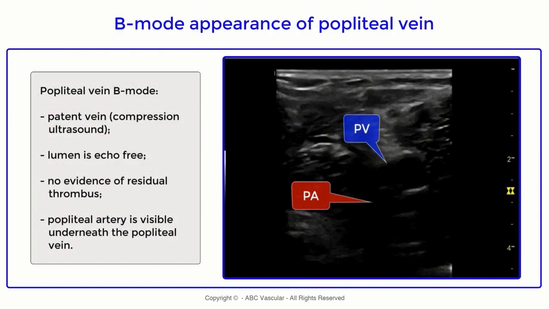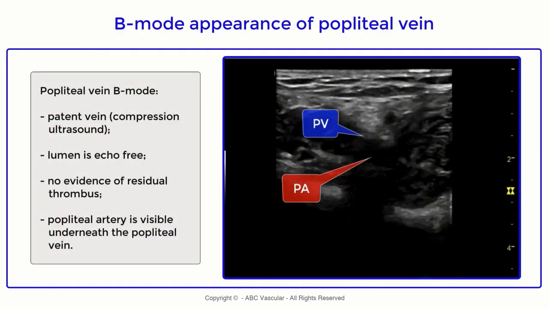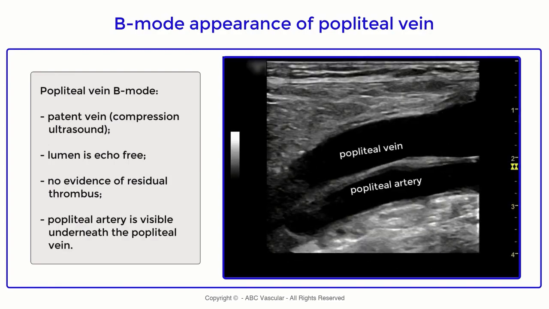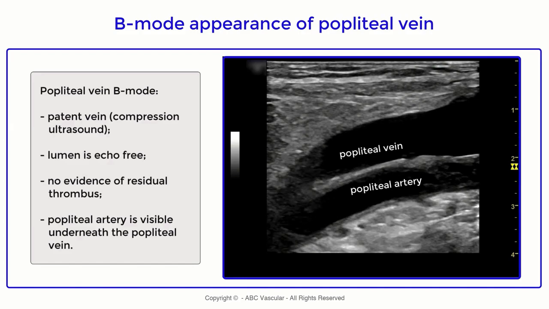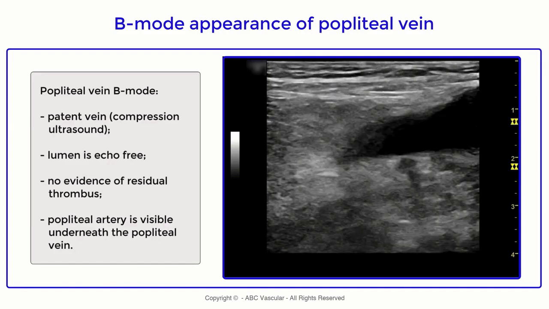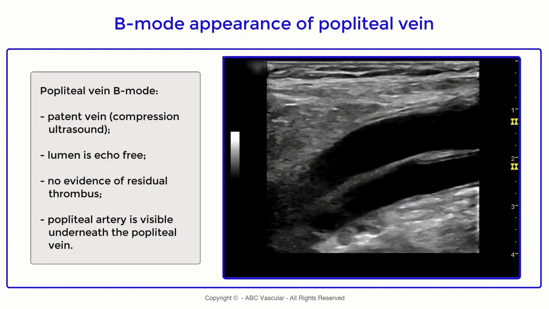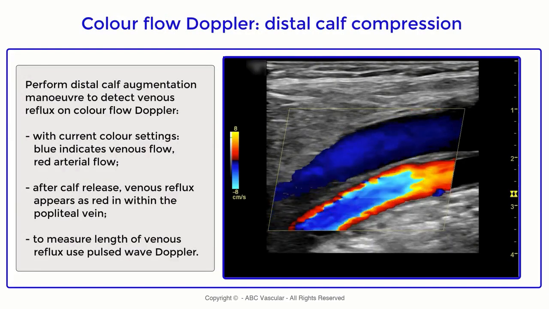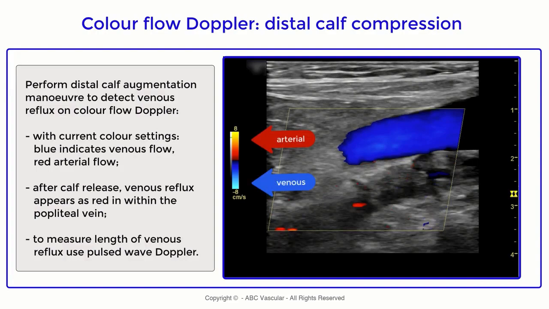Using B-mode image, we can demonstrate that the vein is compressible. The lumen of the popliteal vein is echo-free, there is no scarring thrombus, and we can see the popliteal artery underneath the popliteal vein. By applying color Doppler flow, we can confirm the patency of the vein.